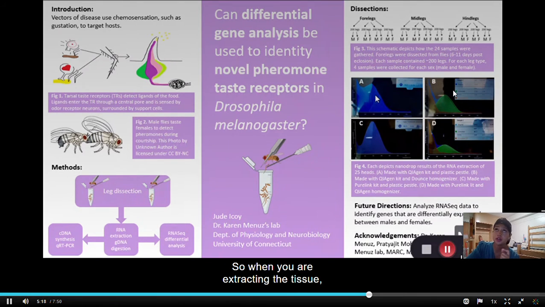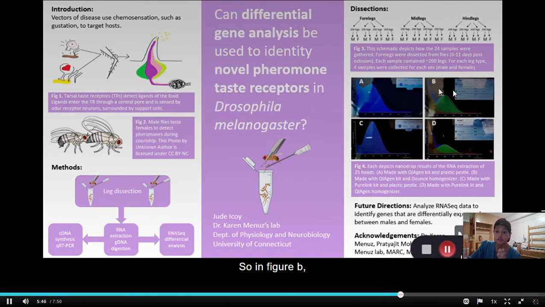So when you're extracting the RNA of fly heads, you want to see an overall RNA concentration of about 200 nanograms per microliter. But as you can see with figure 4A, we're seeing concentrations of about 15 to 16. Additionally, we saw really high protein contamination and really high salt contamination. That was with the original QIAGEN kit and QIAGEN protocol and grinding the tissue with a plastic pestle.